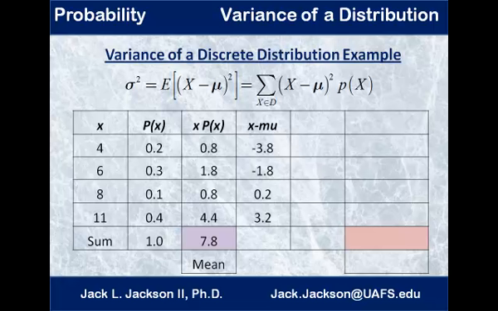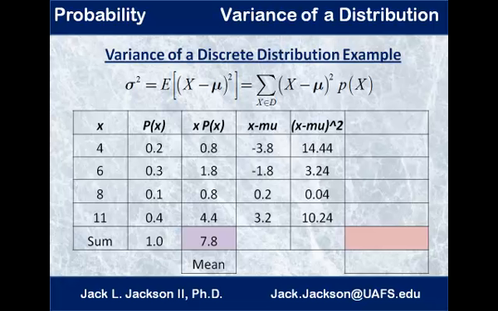Okay, so now we have all the x's minus mu. The next step is to square all those. So here we go. Negative 3.8 squared is 14.44. Negative 1.8 squared is 3.24. 0.2 squared is 0.04. And 3.2 squared is 10.24.